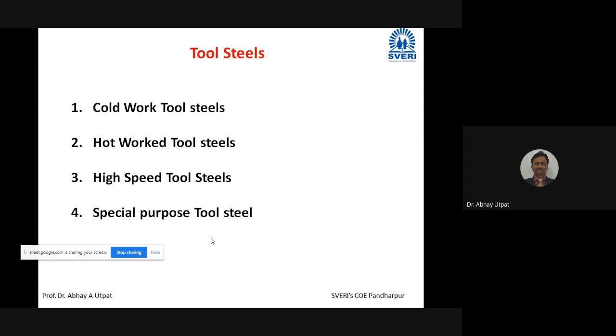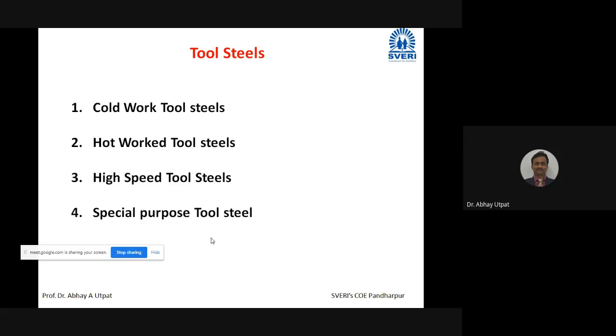These tool steels are of four types: cold work tool steel, hot work tool steel, high speed tool steel, and special purpose tool steel. These four types we are going to study today.